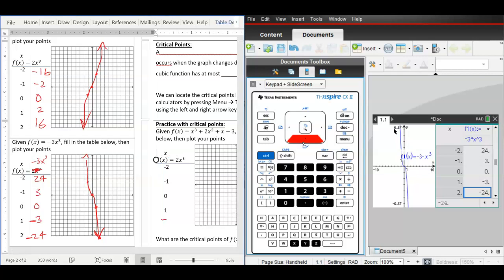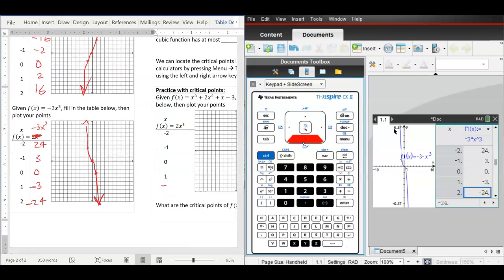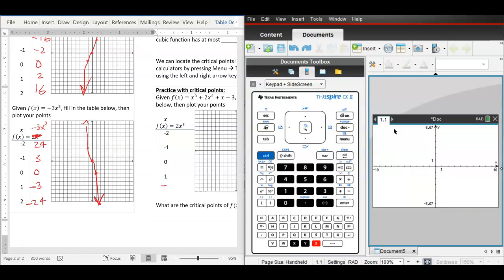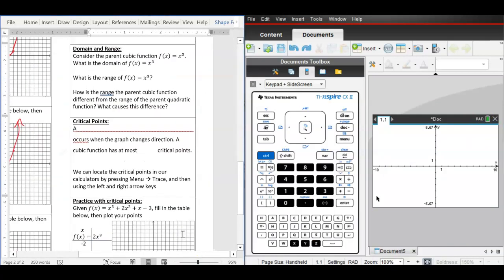Actually, move that. Holy moly. All right, then we're gonna move the right side of that page. Okay, here we go.